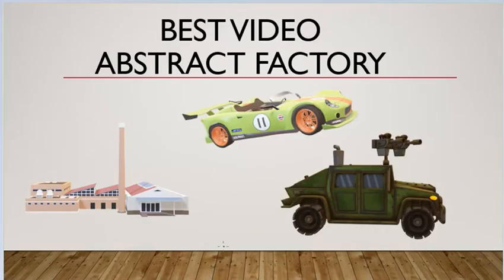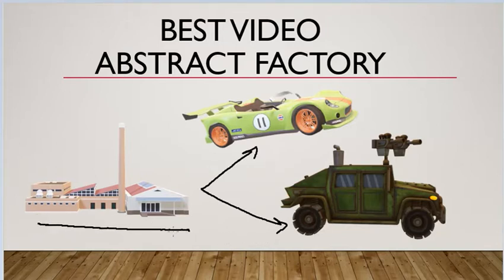Let's suppose we want to create two different kinds of cars. One is a normal sports car, and the other is, let's say, an army car, an army vehicle or something. And we will use a factory class to create those products. The client will be using our factory to create those products, but it won't have the knowledge of how the products are created.